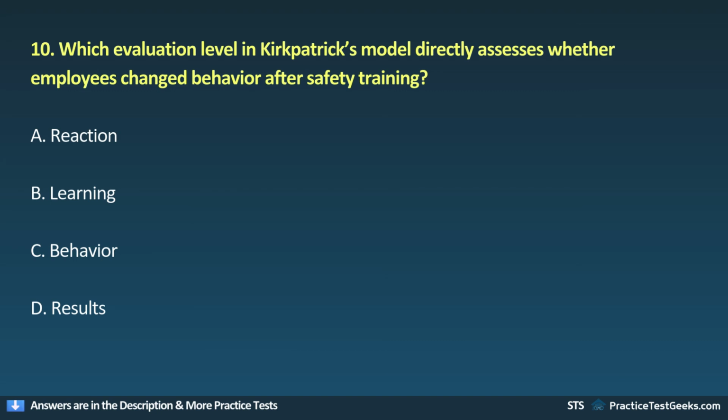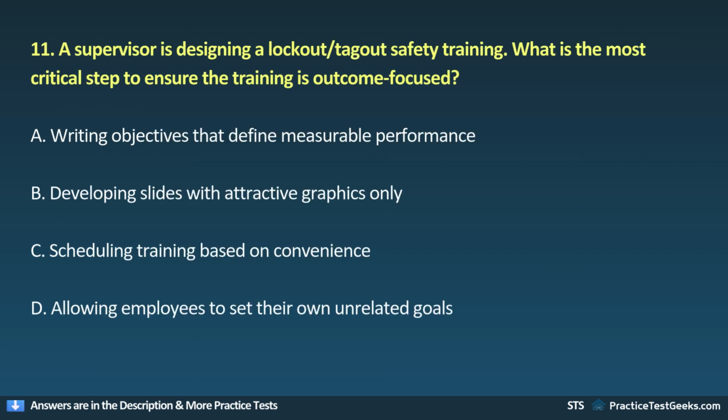A. Reaction. B. Learning. C. Behavior. D. Results. 11. A supervisor is designing a lockout-tagout safety training. What is the most critical step to ensure the training is outcome-focused?